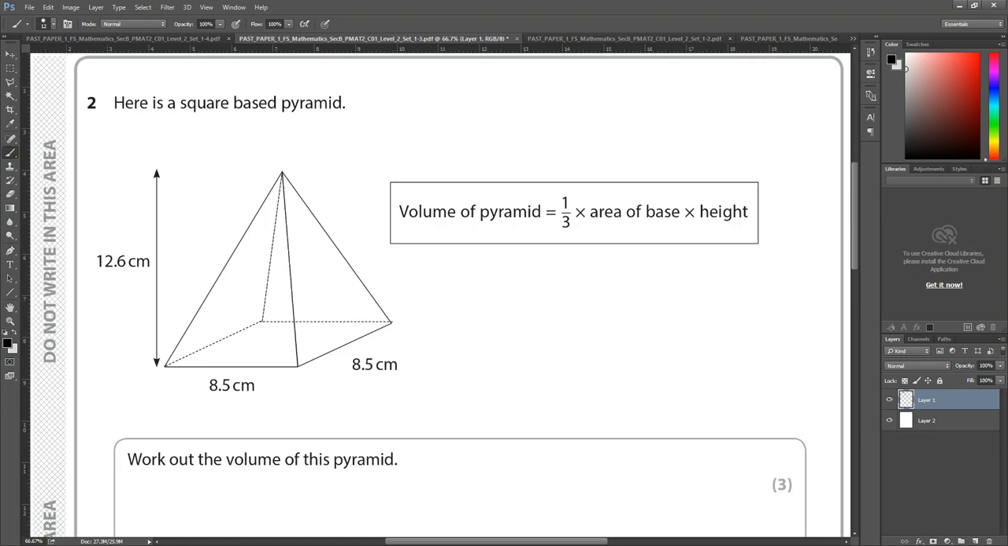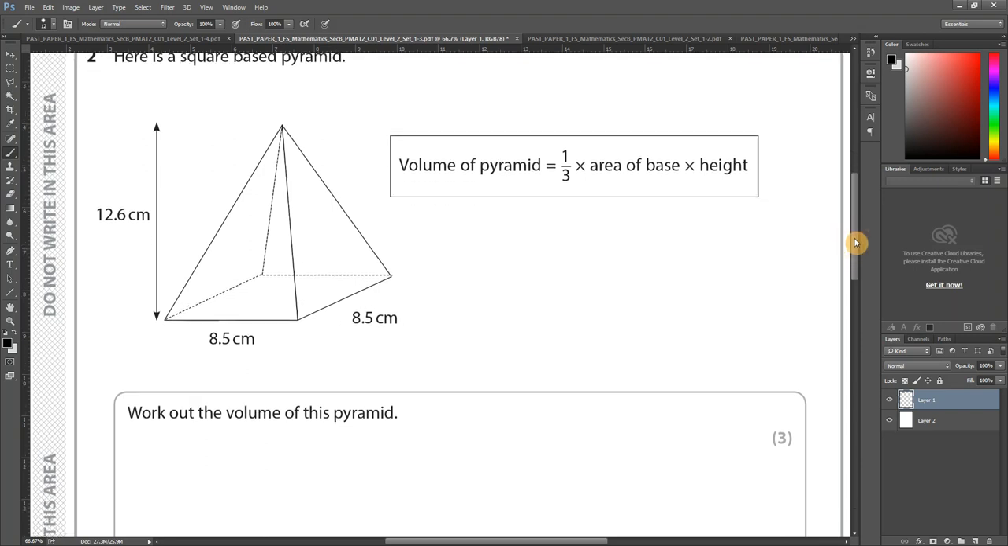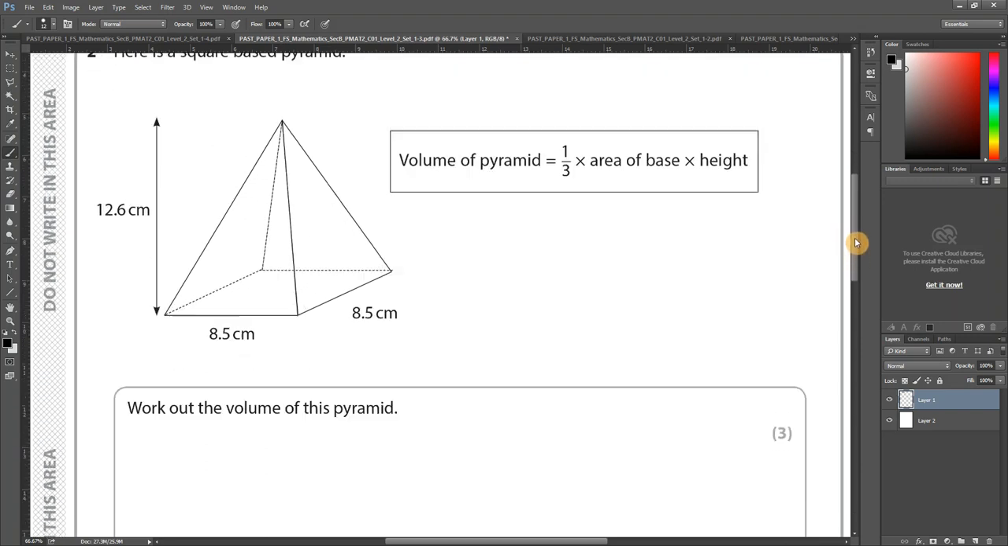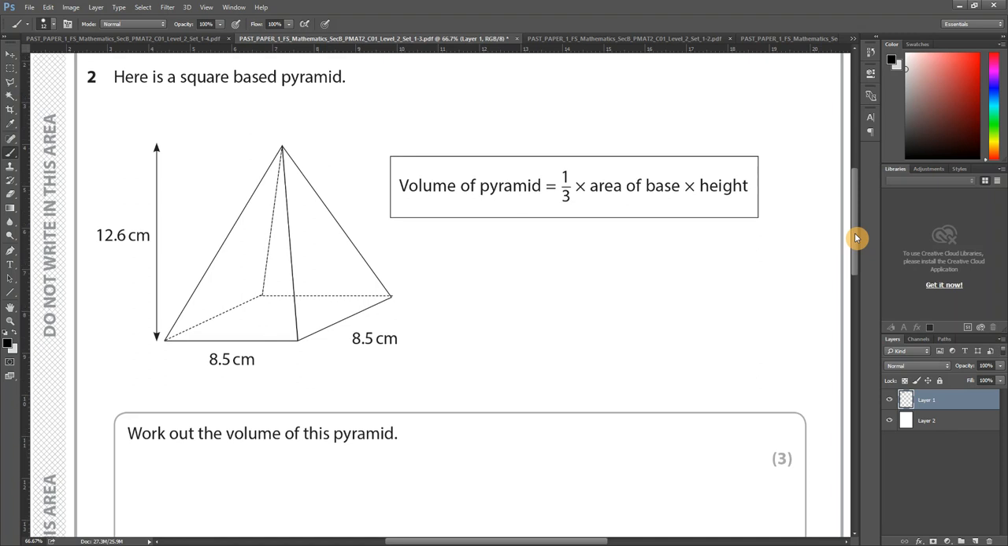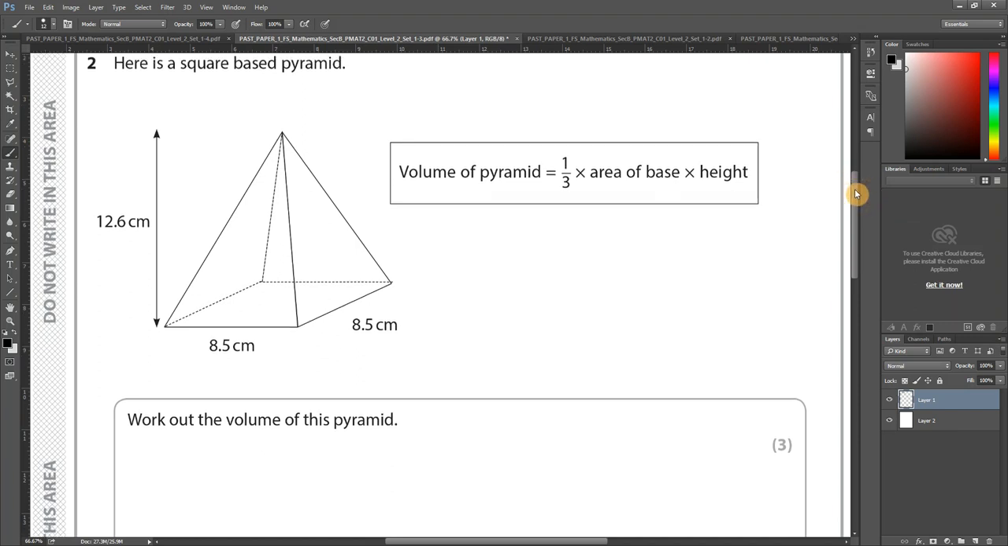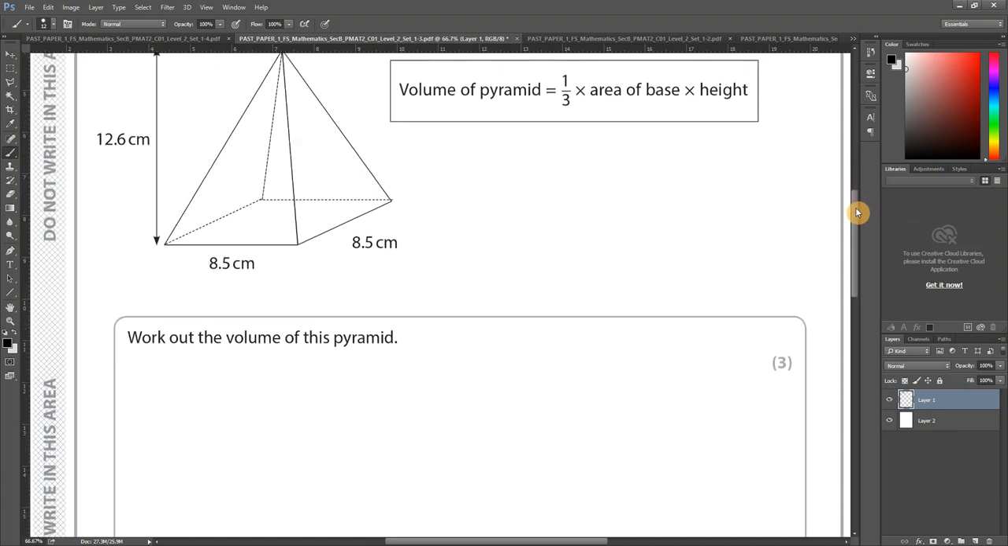Question two, here is a square-based pyramid, and we're told that the formula for the volume of a pyramid is a third times the area of the base times the height. Work out the volume of this pyramid for 3 marks. So if you're given the formula in the question, definitely I would use it. Don't start using your own thing. So let's write this down. Volume equals a third times area of the base times the height.